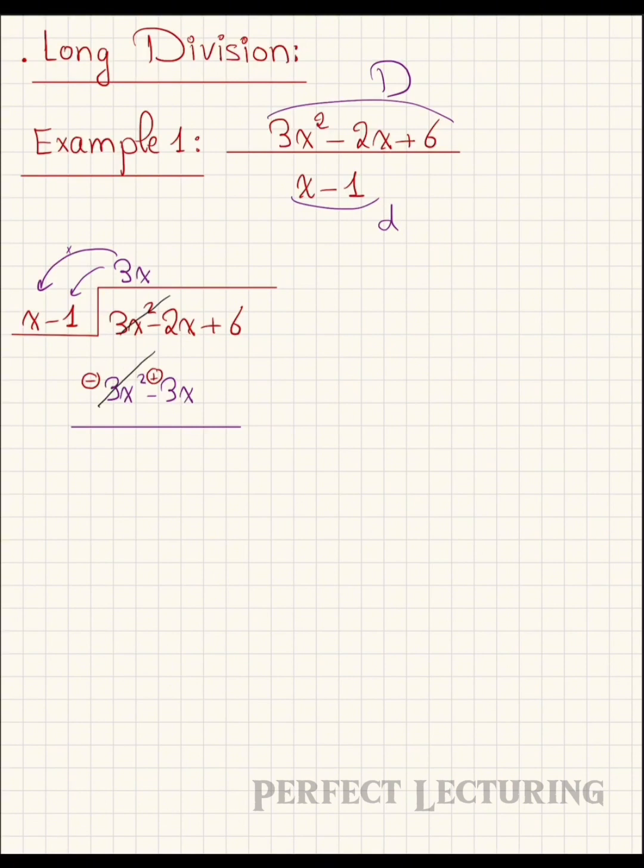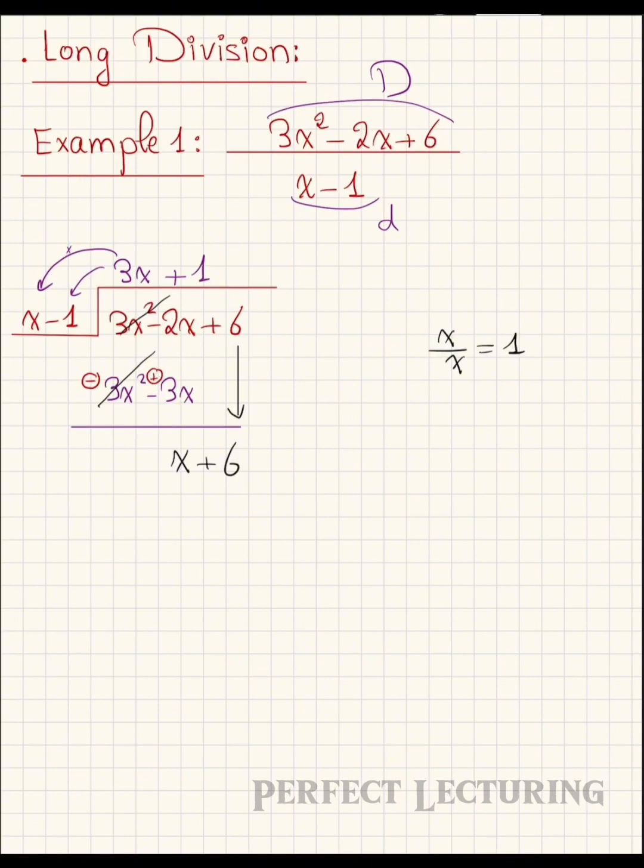Then I add like terms, if any, so I have -2x plus 3x. This is 1x. What is next? I move the next term down, which is +6. Now we repeat the same process. So highest exponent divided by highest exponent, which means x divided by x. X divided by x is equal to 1. So I put +1 here.